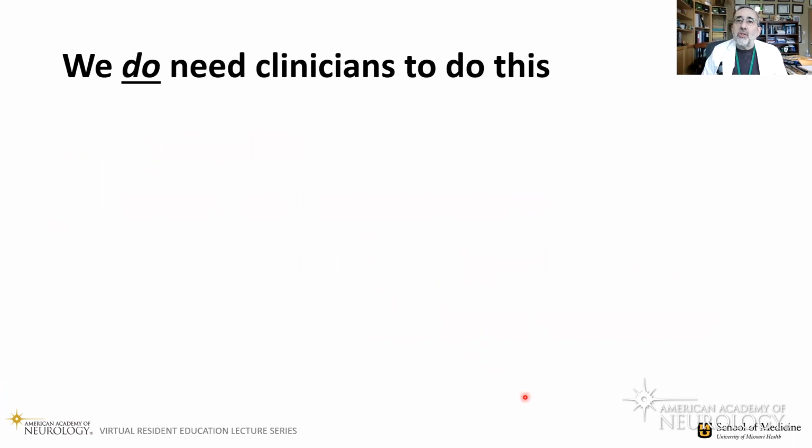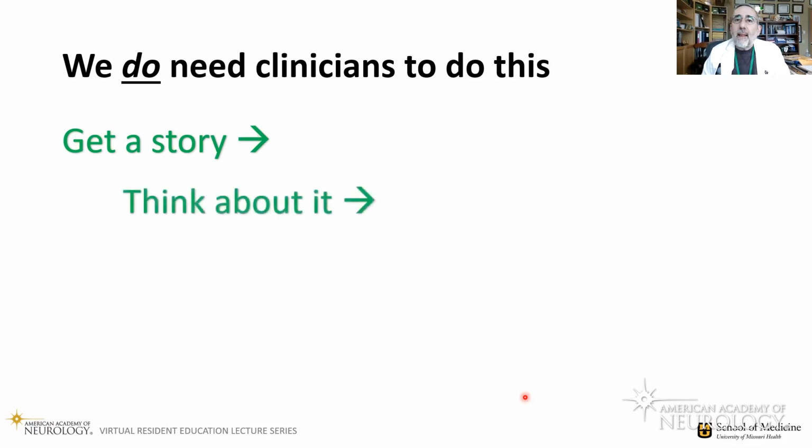Here's what we need clinicians for: to get a story, to do the work of asking questions, of making observations and understanding what in the world you're getting that story for, how the story might behave so you know what questions to ask. And then to think about the story. What does it mean? What did I just see? What syndrome is this trying to tell me about? Is this apple pie?